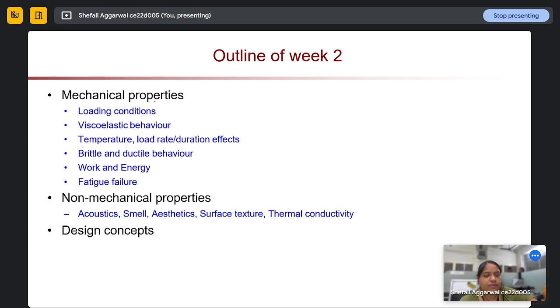In this week two, you might have studied the various different mechanical properties. In the last lecture, if you remember, we started the stress strain curve of different metals and how the stress strain curve differs by material. What are the other mechanical properties we need to learn about for designing our materials? Then come the non-mechanical properties: what do you need to know before designing or constructing any structure? And last, what are the different design concepts of any material.